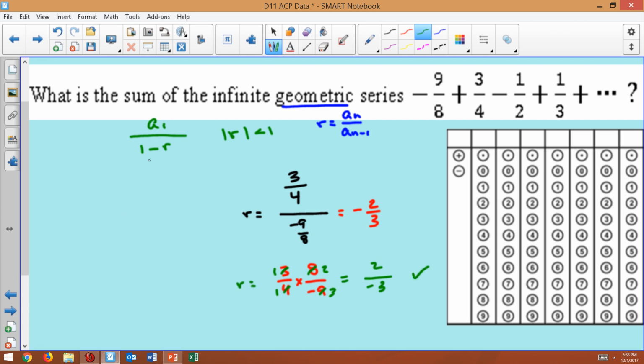And so we would plug in over here. A1 is negative 9/8, and we would divide this by 1 minus a negative 2/3, which basically is positive 2/3. Now you could again type that in the calculator. You know what? We'll go ahead and do that. Now I'll do the algebra, then we'll check in the calculator just to make sure. So this is going to be equal to negative 9/8 over, this would be 3/3 plus 2/3, which is 5/3.